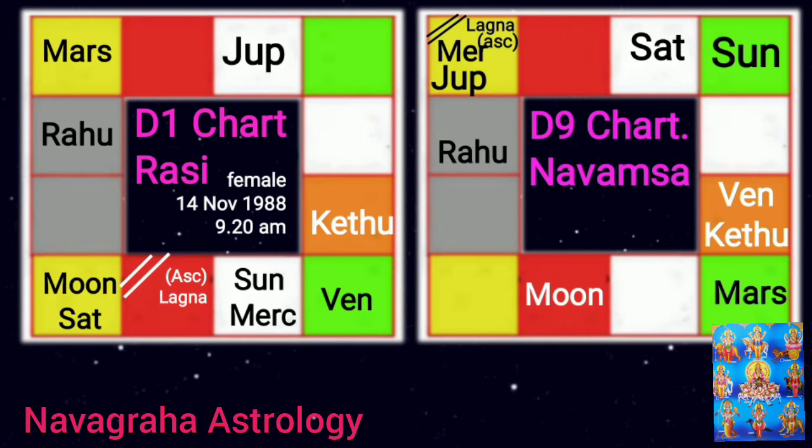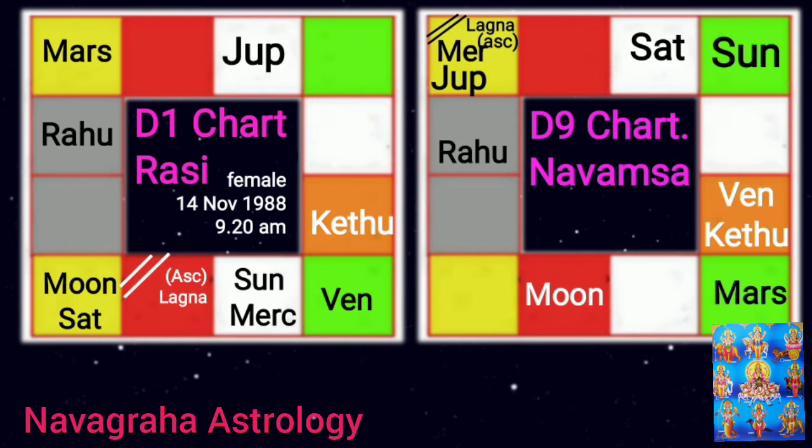If the first house lord of the D1 chart or the first house lord of the D9 chart is situated in any bad house of the D9 chart, you can assume that the person will commit mistakes which can break the marriage or relationship. The second point to remember: if the 7th house lord of the D1 chart or the 7th house lord of the D9 chart is situated in any bad house of the D9 chart, you can immediately understand that the person's spouse or partner will commit mistakes which can break the marriage or relationship.